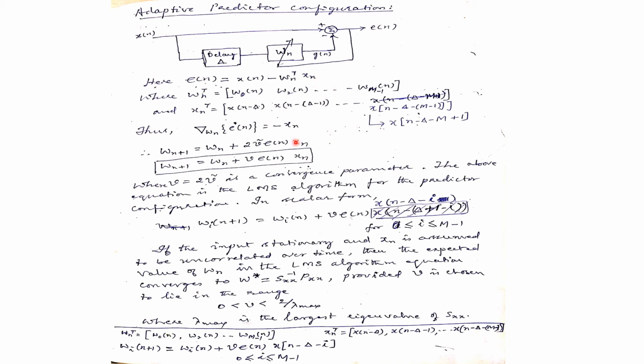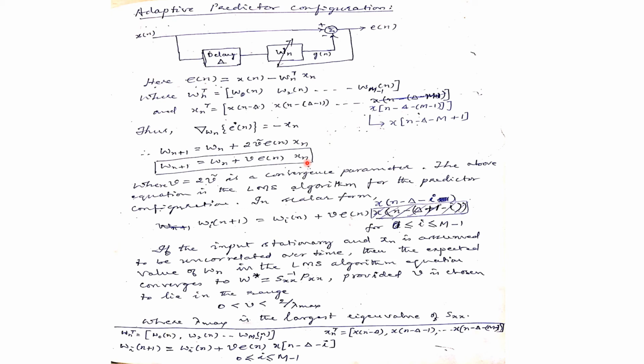Now I have to make use of the LMS algorithm. In the LMS algorithm, we have the gradient of the error signal. The gradient of this error signal is nothing but minus xn, because the gradient of this is 0, since it is independent of W. So if you substitute that value, this is the equation that you are going to have: Wn plus 1 equals Wn plus V into E of n xn, which is the same equation that we had in the case of the filter configuration.